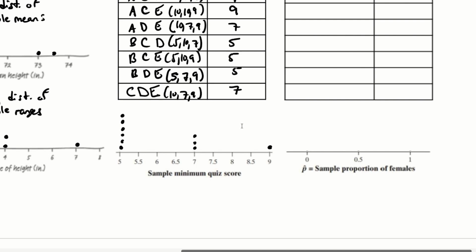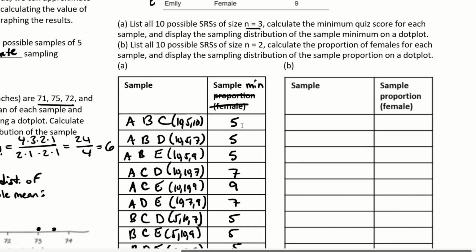All right, now let's look at part B. So now we're going to do the proportion of females for each sample, and we're doing size n equals 2, okay? And there's 10 possibilities. All right, so the proportion of females, that's what we want, okay? Proportion of females for each sample.